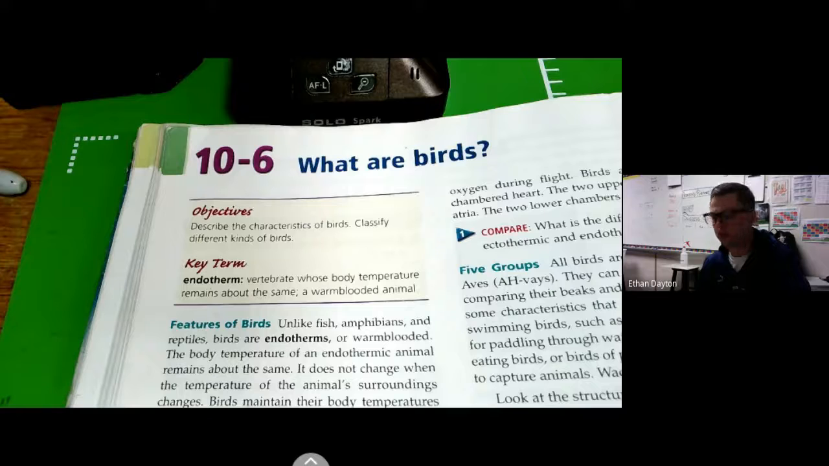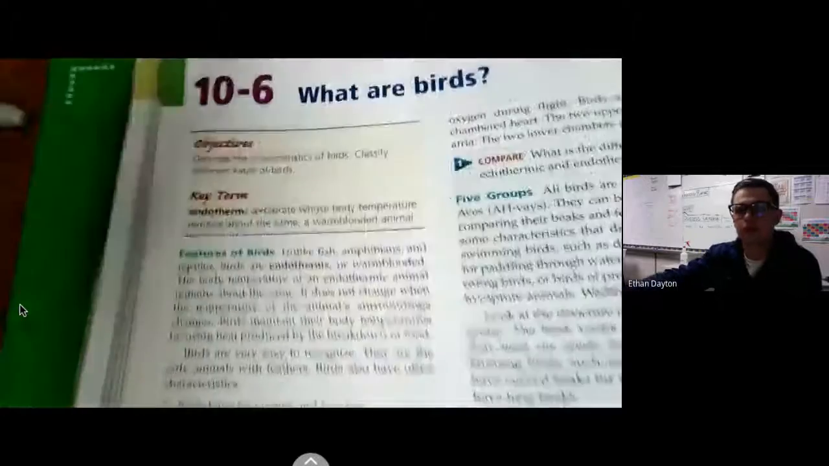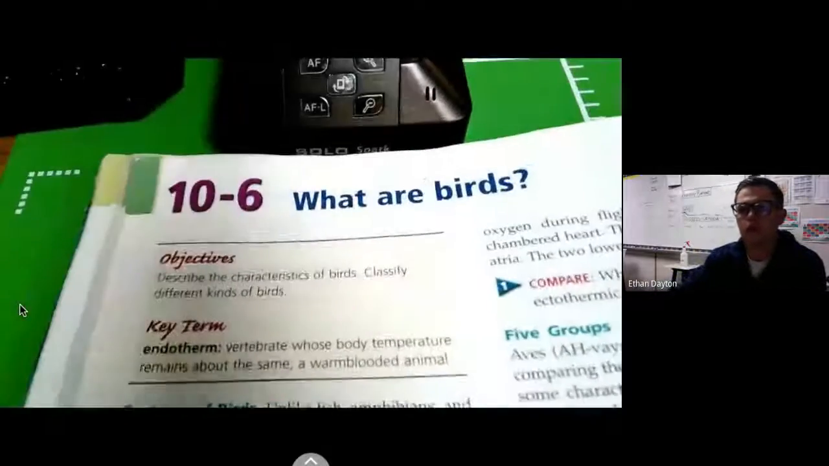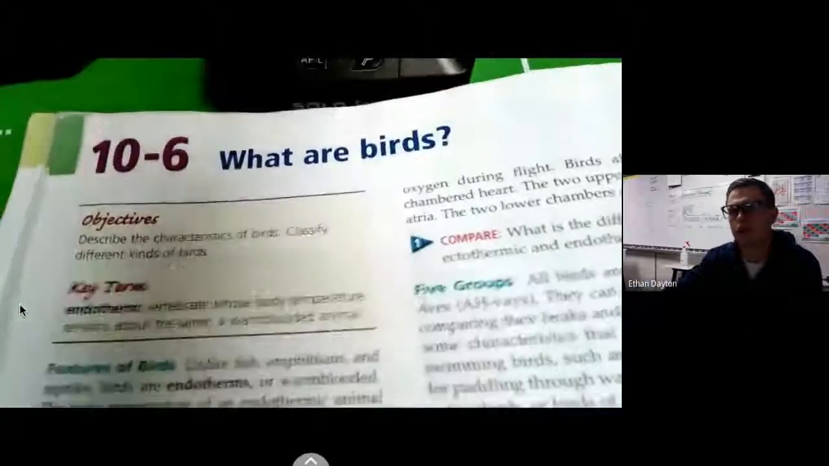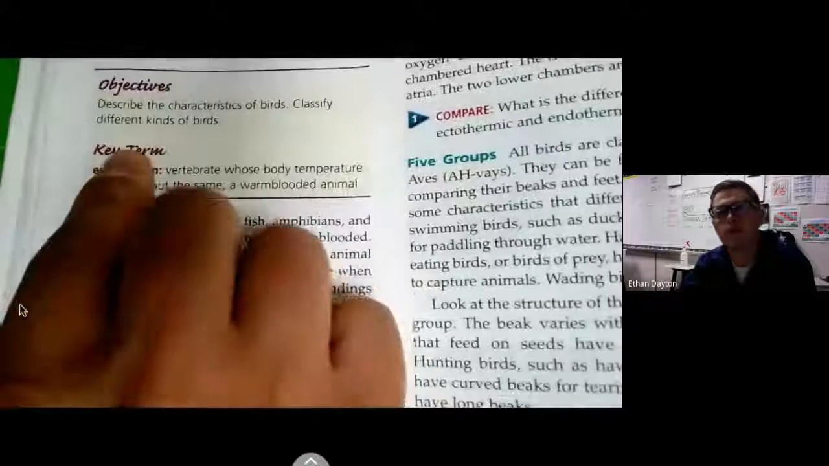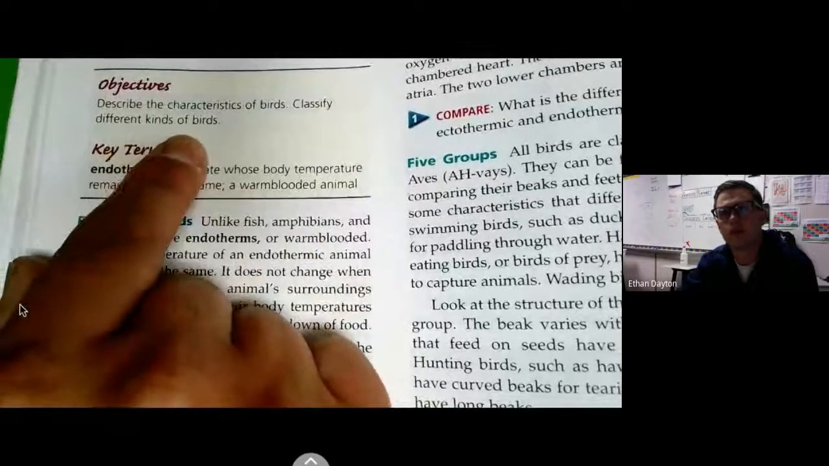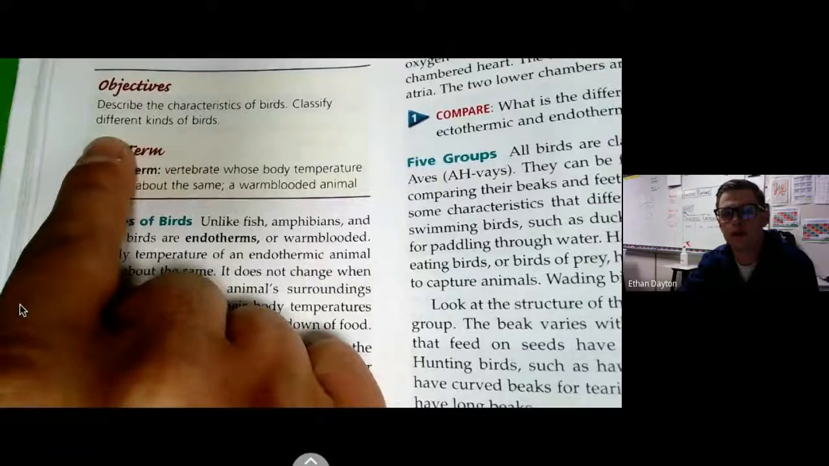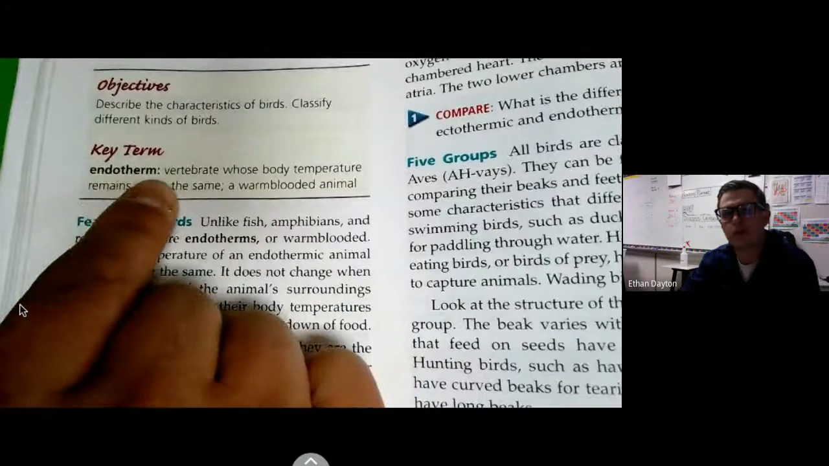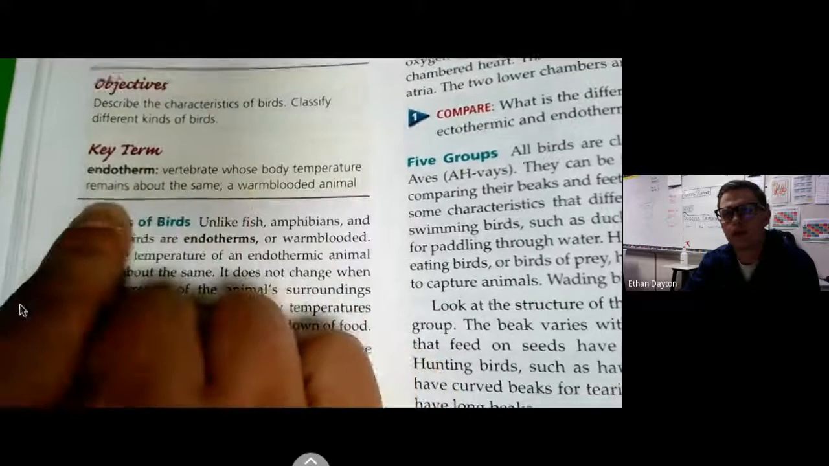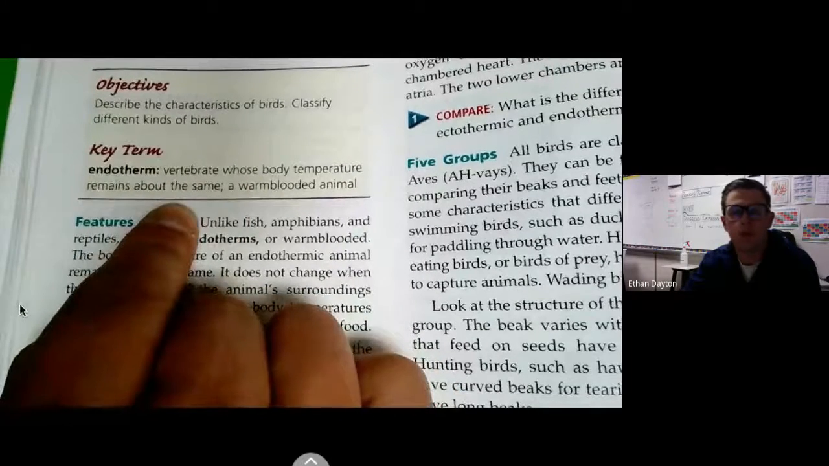Mr. Dayton here. I'm about to read to you pages 238 and 239, along with questions 1 through 8 on page 239. So let's get right into it. Today's textbook assignment is titled, What Are Birds? Again, this is page 238 and 239. Our objective is to describe the characteristics of birds and classify different kinds of birds. Key term is endotherm. Endotherm is a vertebrate whose body temperature remains about the same, or a warm-blooded animal.